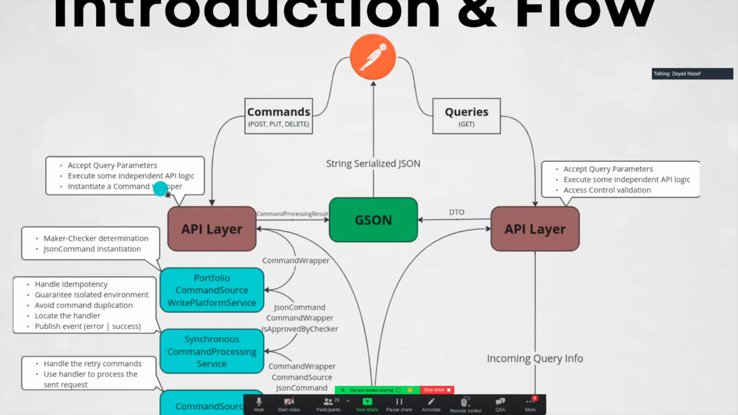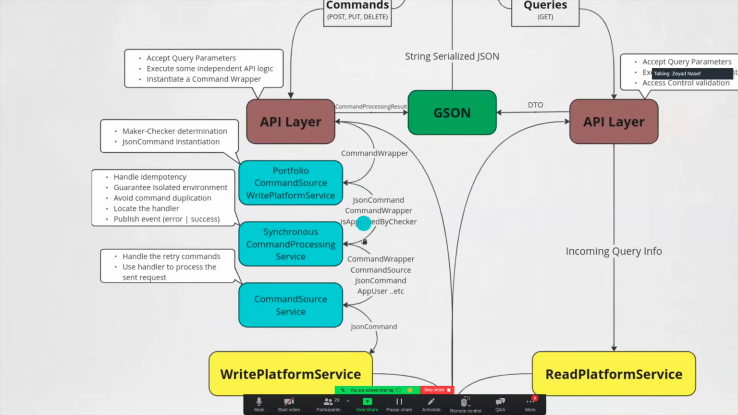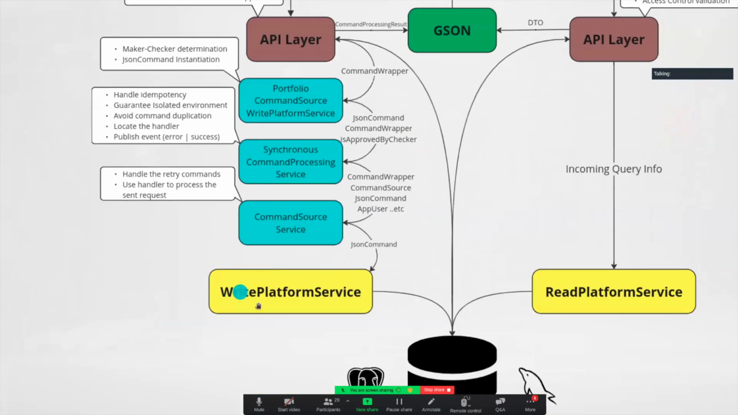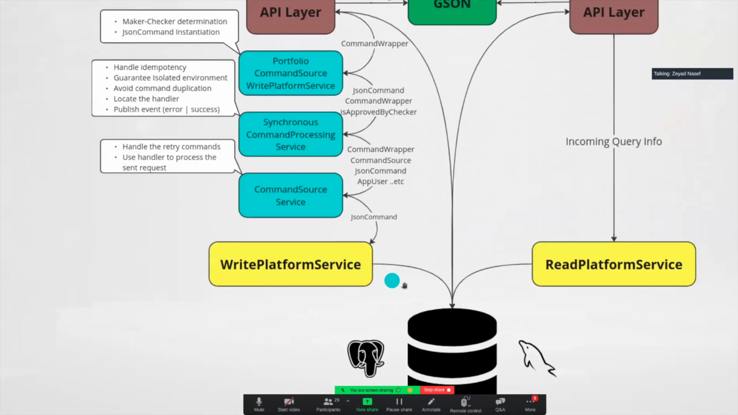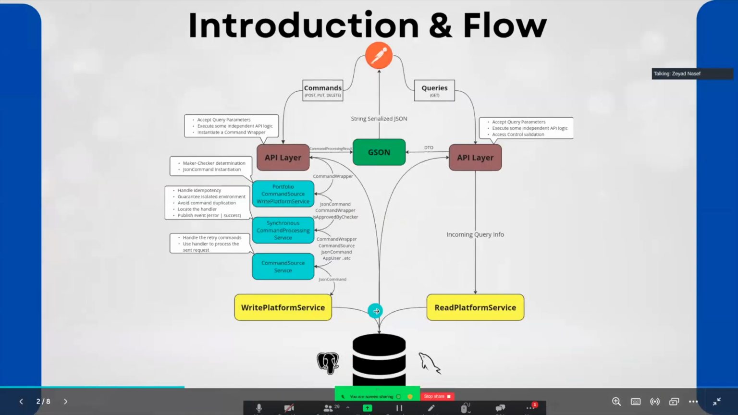On the other hand, the command has some more mechanics, which introduce three intermediate services related to sourcing for the command we send to the API, handling things like idempotency, and guaranteeing that we are in an isolated environment with no conflict, and other things listed here. Then we inject the right platform service, which does the same as the read platform and returns the response. But here we store the data we want to store.